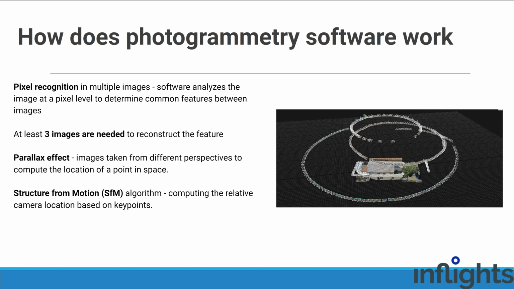Photogrammetry software uses structure from motion algorithms, in short SFM. SFM is a method for estimating 3D points from 2D images. This method is similar to how humans and other animals see in 3D. We perceive 3D objects by moving around the object. This is called motion parallax.